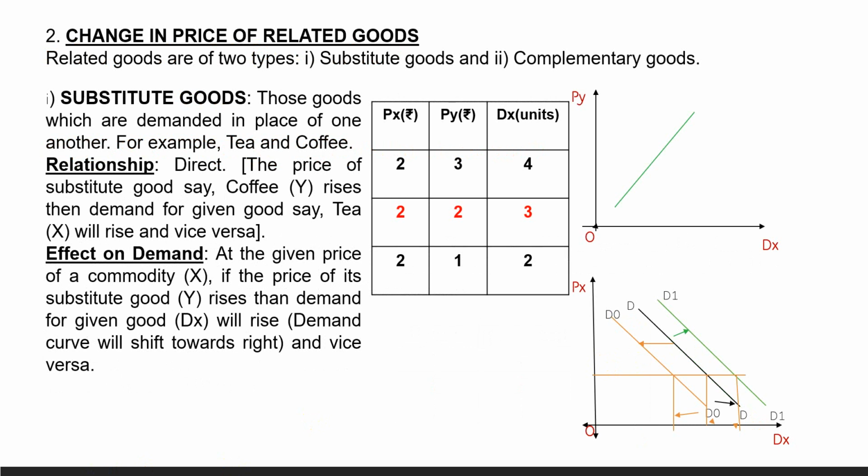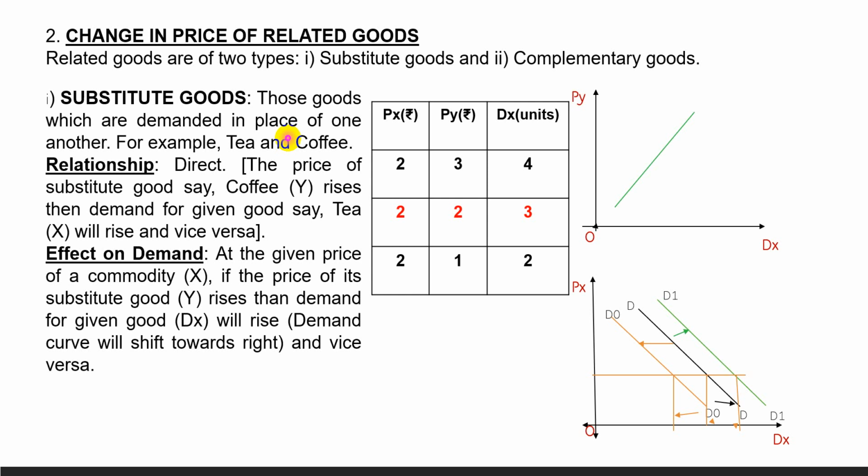Next is change in price of related goods. The related goods are of two types: substitute goods and complementary goods. Substitute goods are those goods which are demanded in place of one another, for example, tea and coffee. In case of substitute goods, if a fall or rise in the price of one commodity causes a decrease or increase in the quantity demanded for another commodity, they are said to be substitutes. So when we have substitute goods, they are positively related. The price of one good and the demand for the other good are positively related.